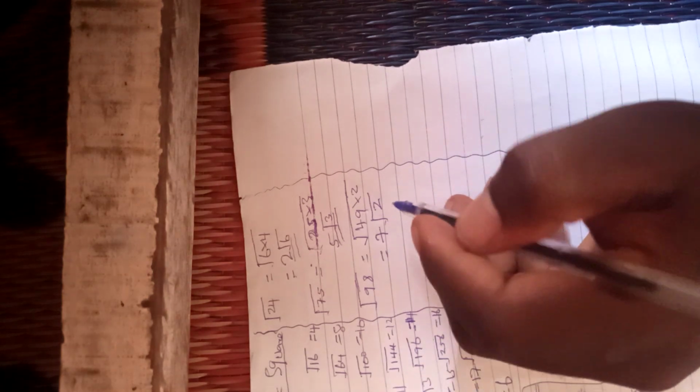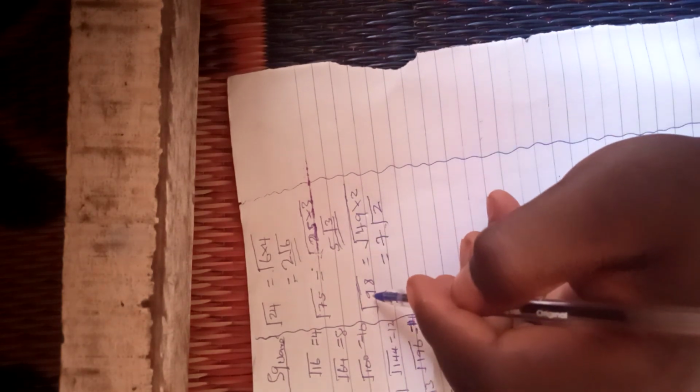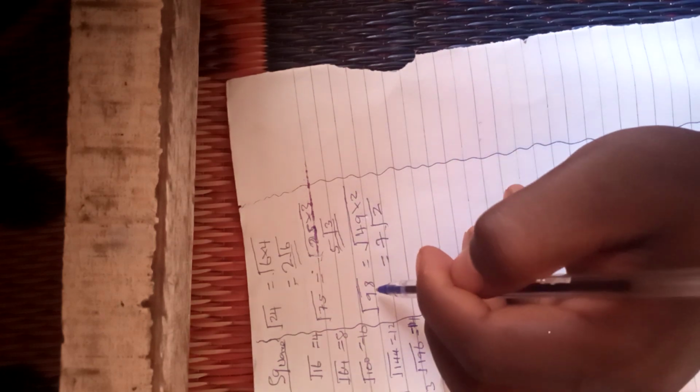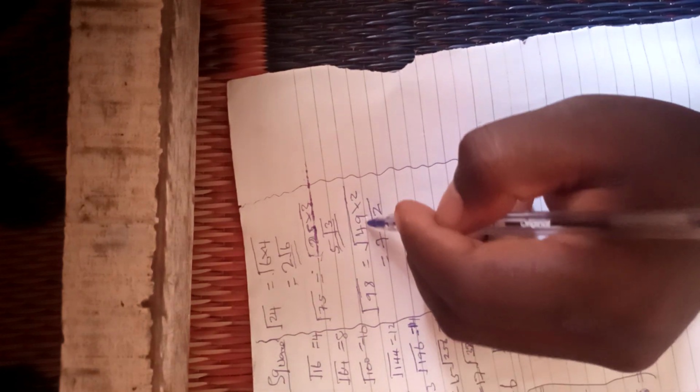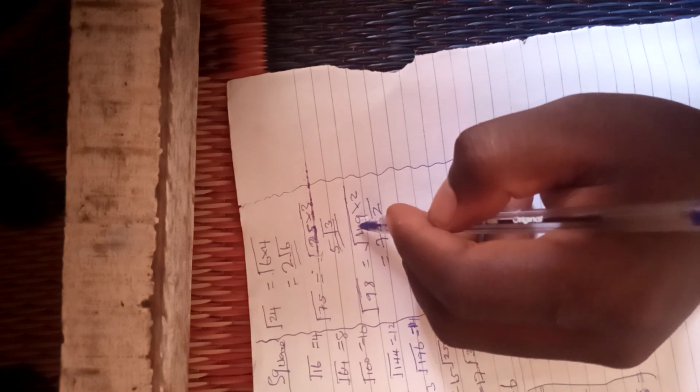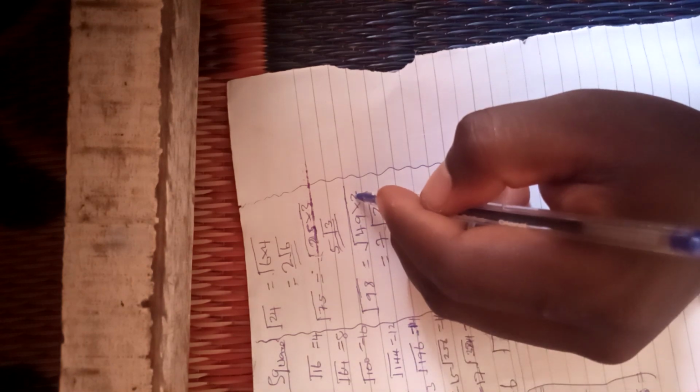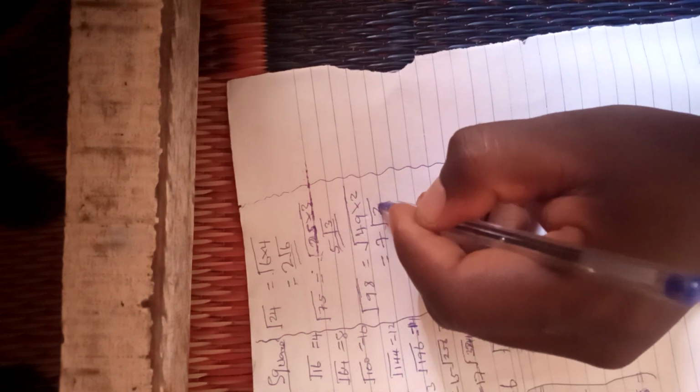I said the square root of this 98, we have to expand it. So 49 times 2 will give you 98, so this 49 will be a perfect square. The square root of 49 will give you 7. That 7, you bring outside, leaving the 2. So this is the 2 here.